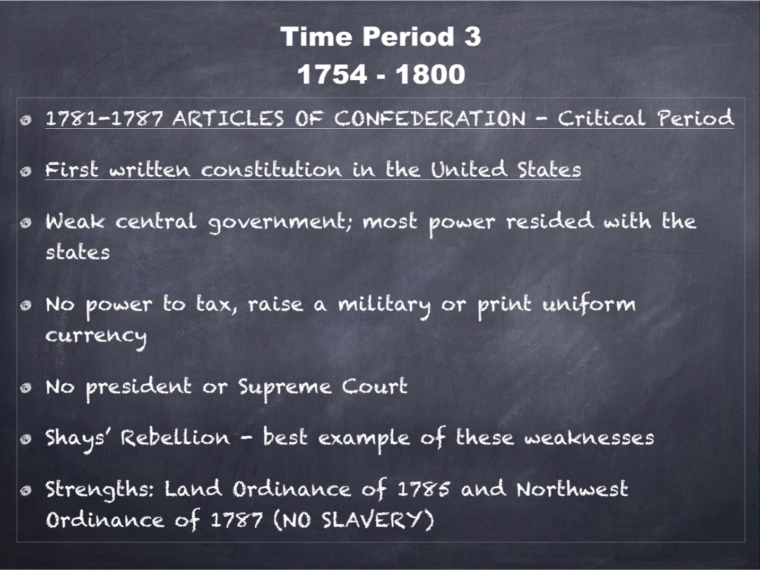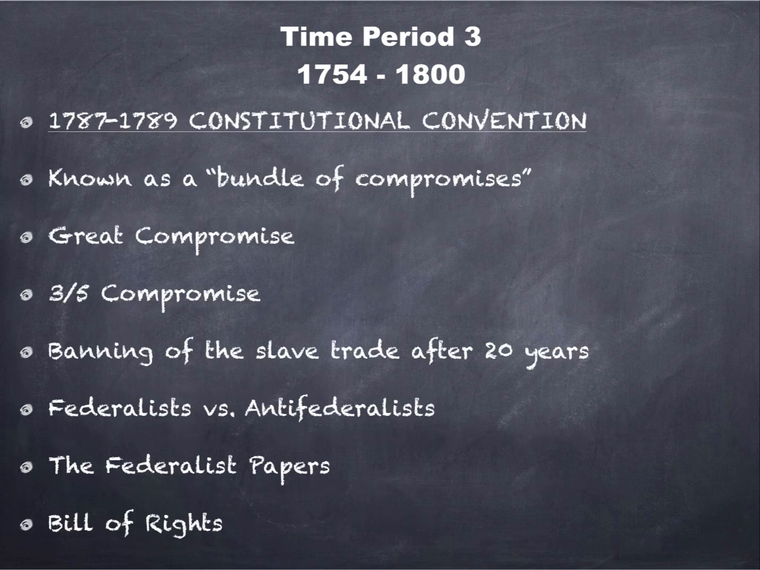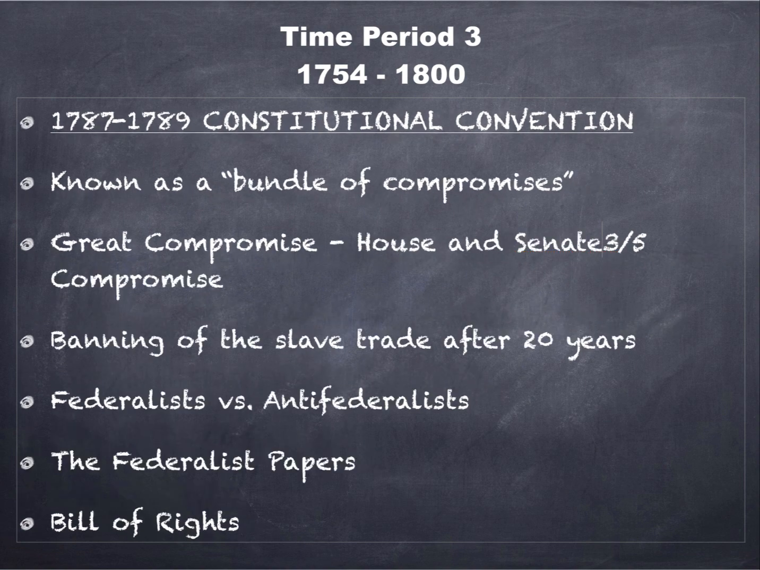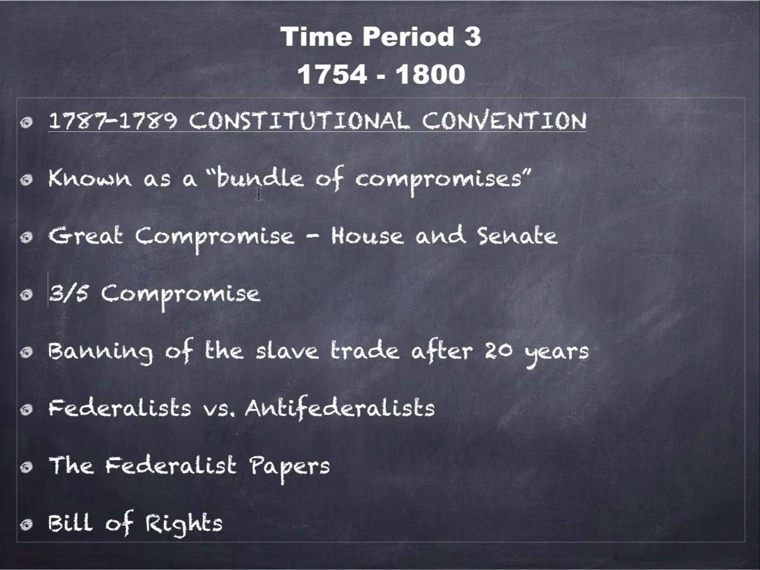Should we try to fix the Articles, or should we completely start over? And they decided to start over. So this will be your constitutional convention. All right, there's a lot here, obviously. So your constitutional convention in Philadelphia, 55 white landowning men, all in charge. And what are they going to do? They're going to come up with a couple of compromises. The first compromise is called the Great Compromise. This was between the Virginia Plan and the New Jersey Plan, and it led to two houses in Congress.